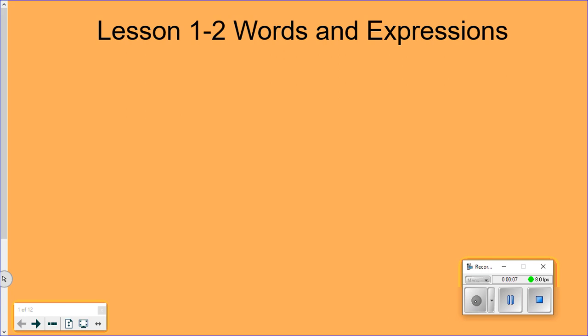This is lesson 1.2, words and expressions. Make sure you get this in your notebook, in your table of contents, and then your next page. Make sure that you also have a few questions ready to go at the end of this lesson so we can talk about it tomorrow.